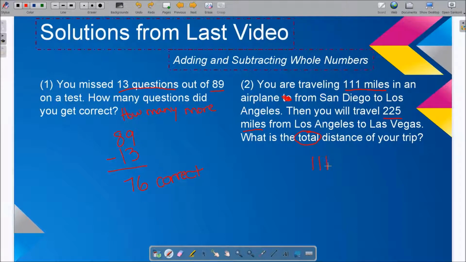So 111 plus 225, lining things up. Starting on the right side, 1 plus 5 is 6. 1 plus 2 is 3. 1 plus 2 is 3 again. So my answer is 336 miles. Again, notice that I am labeling my answers every time that I answer the question, because again, that rule of thumb, if there are words in the question, there need to be words in my answers.